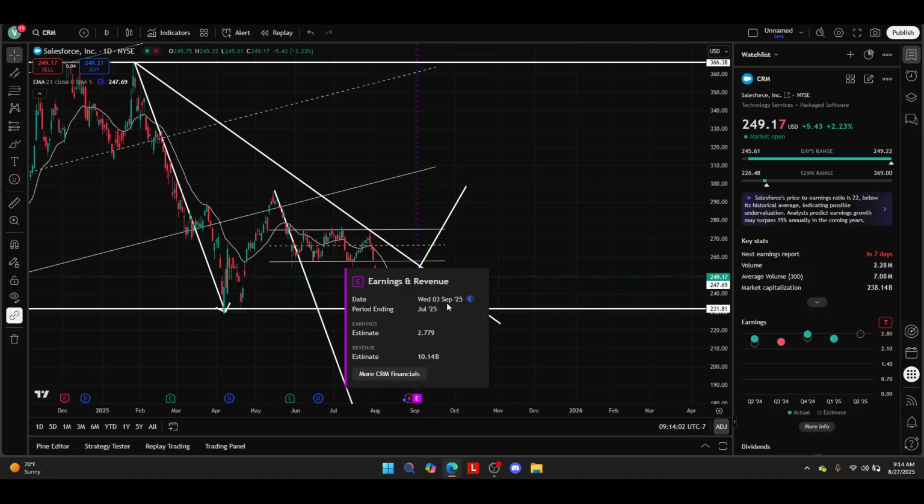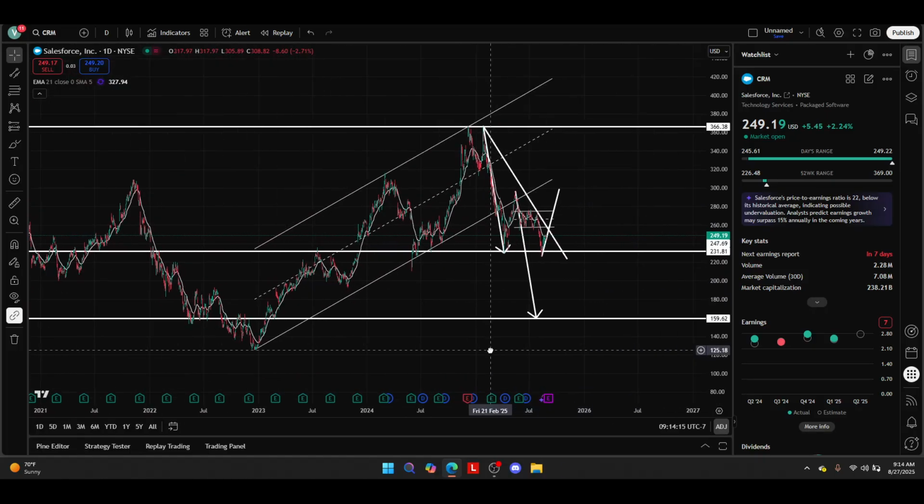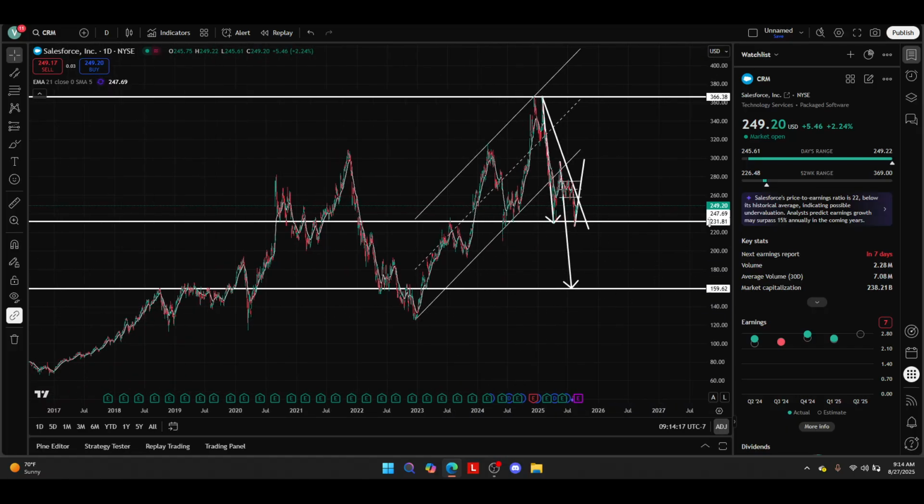Earnings report just right around the corner as well. Looks like next week, Wednesday, after market close. So that's going to be a nice catalyst to drive up the price if we do get that. But if we're still below the trend line, then expect lower prices. However, with what I'm seeing on the chart, let me see.